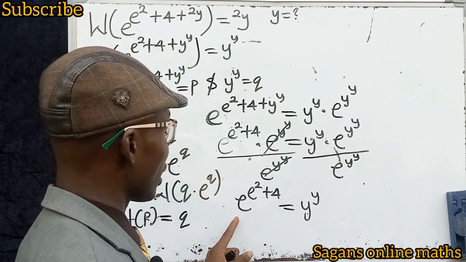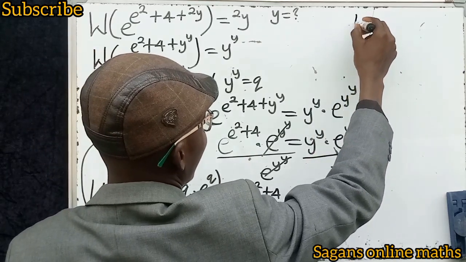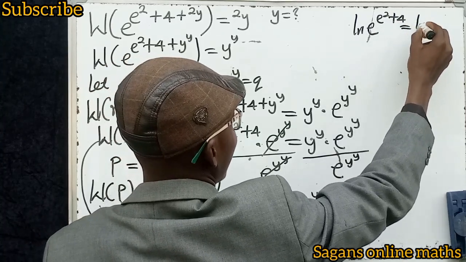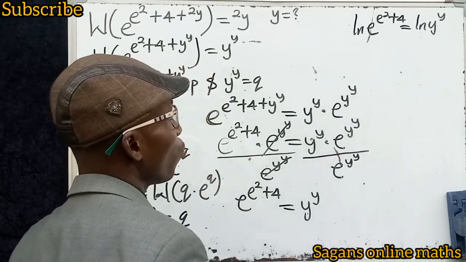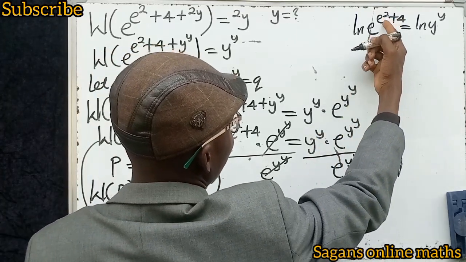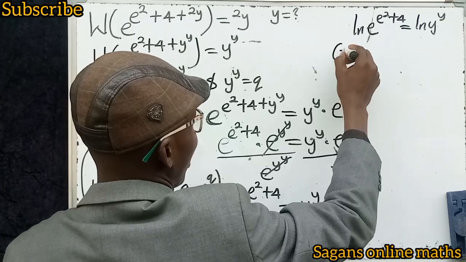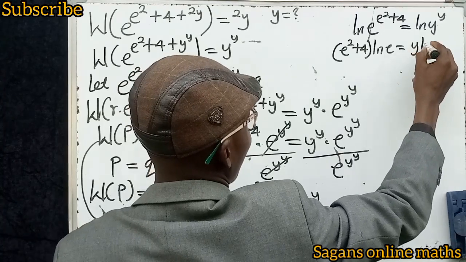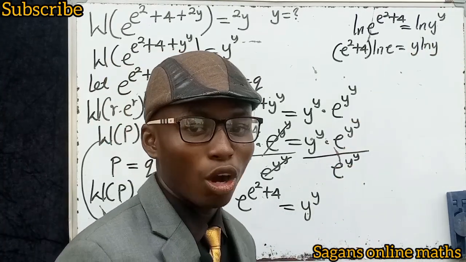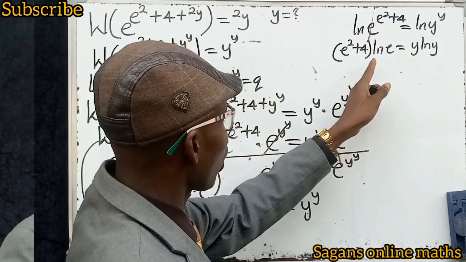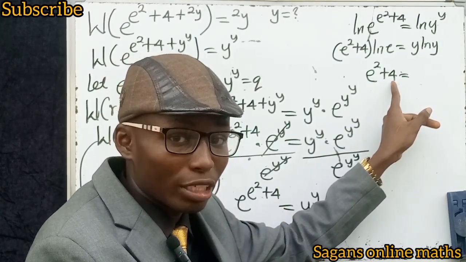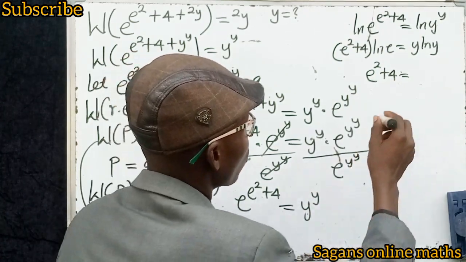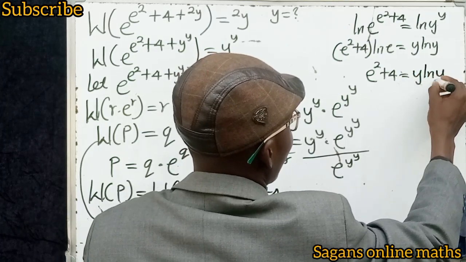Now from here, let's take ln of both sides. That means ln of e to the power of e squared plus 4 equals ln of y to the power of y. Now let's also obey the properties of logarithm. The exponent here, I can bring to multiply the ln, so that this is (e squared plus 4) ln e equals y multiplied by ln y. Remember that natural logarithms are always in base e. Now this equals y ln y. Wow, this is beautiful.